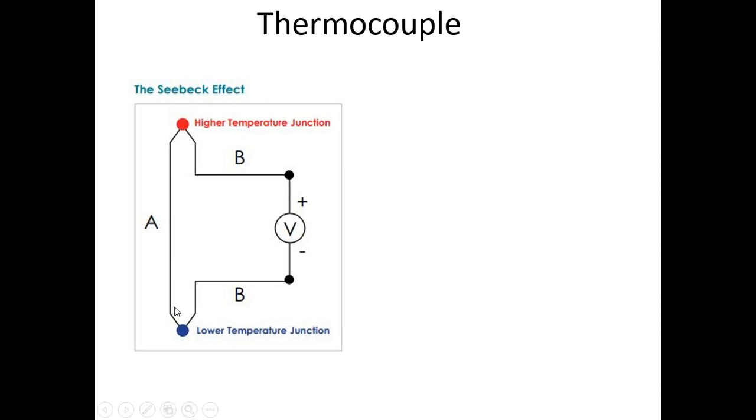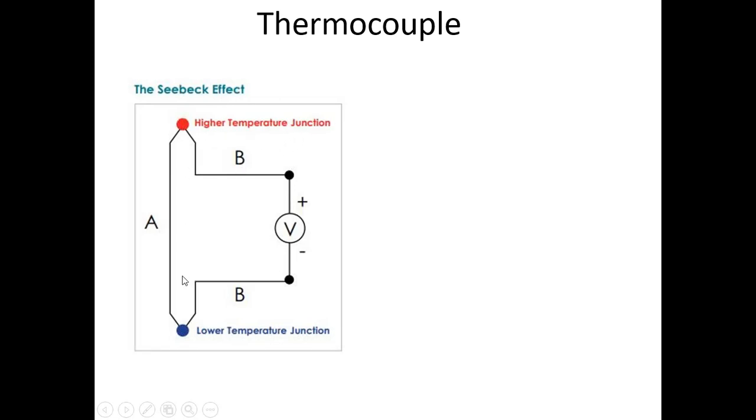One is a material A, and the other metal is B. So there are two different metals. For example, one could be copper and the other constantan, or any other combination. We are going to use one metal A and another metal B, and we have two temperatures here. One is called the lower temperature, sometimes also called the reference temperature, and the other is called the higher temperature, which is supposed to be measured.